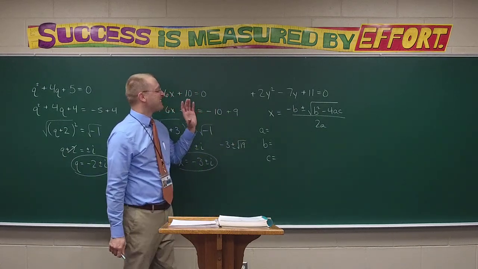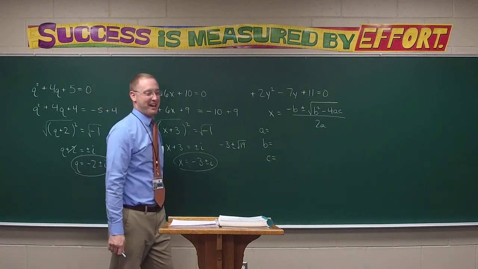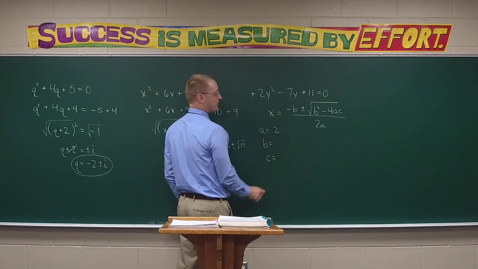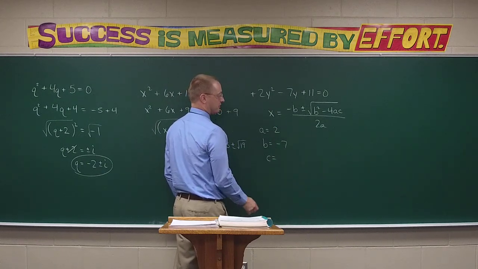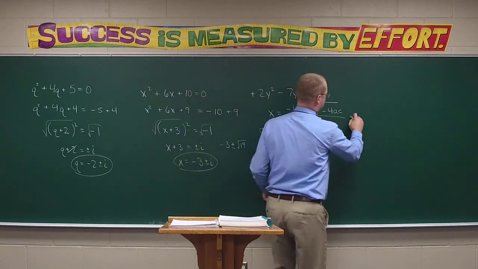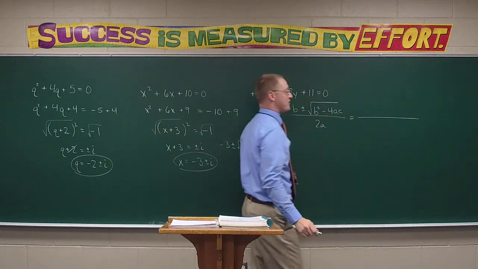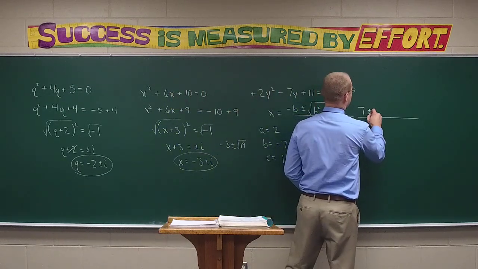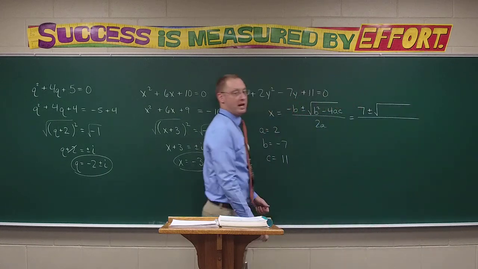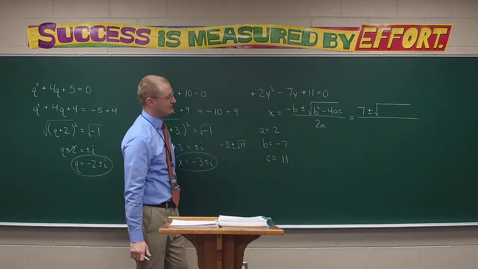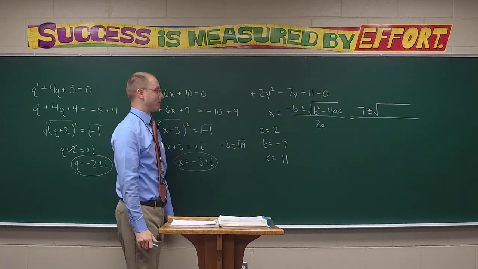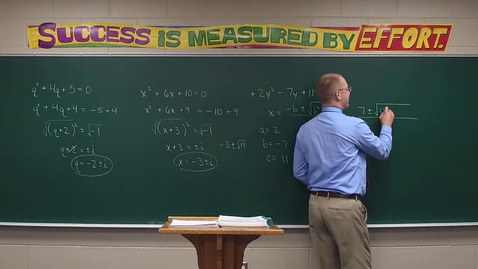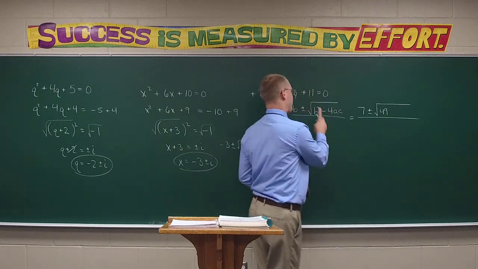All right. So, what is our a value here, Michael? It is 2. b? Negative 10. c? 11. And when we plug in these numbers, what do we plug in for the negative b, Kendall? 7. Plus or minus the square root of, what do I plug in for the b squared, Genesis? 49.